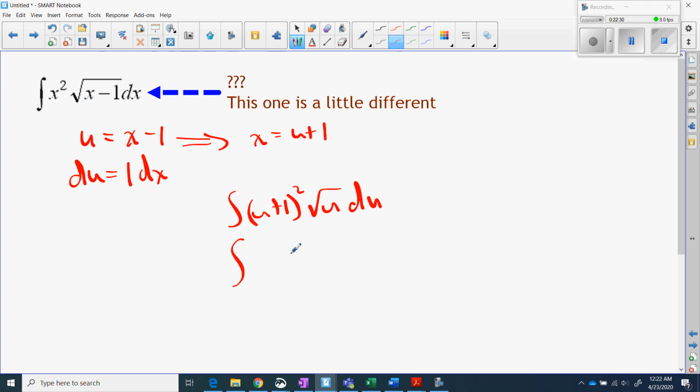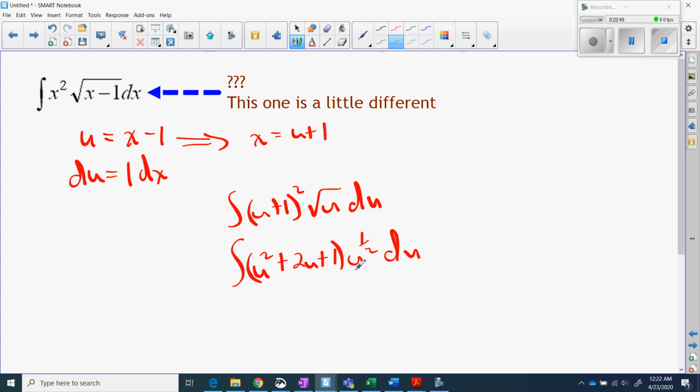Now, sometimes students will get here and say, geez, I don't know. This doesn't look much better. But if you just bear with me and watch what will happen here. Square this binomial. So u squared plus 2u plus 1. Switch this out to u to the half rather than square root of u times du.